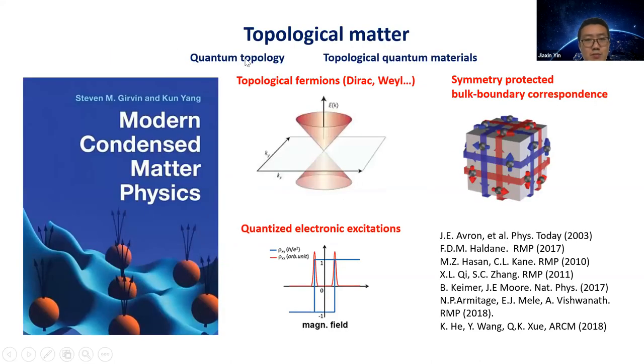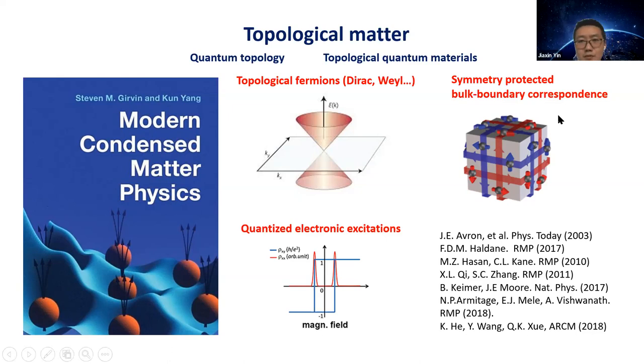Topological matter has nowadays formally been written into several textbooks, including Modern Condensed Matter Physics. Since the discovery of the quantum Hall effect, quantum topology has really revolutionized our knowledge about quantum matter. Various topological quantum materials have been identified and studied. These materials often feature three kinds of phenomena. The first is that they often have topological fermions, including Dirac fermions, Weyl fermions, and other chiral fermions. The Hamiltonian of these topological fermions mimics that of the fundamental fermions in high energy physics. So there is a broad connection.